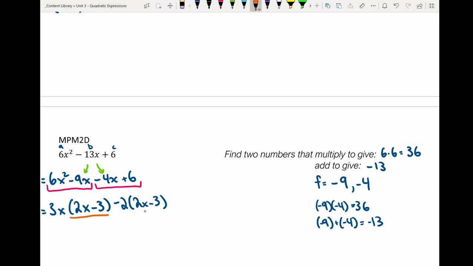So now I can look at my factor by grouping. I can see the bracket of 2x minus 3 is common, so I'm going to factor that out. And then all that remains for my next bracket is 3x minus 2, and that is my factored form of this complex trinomial.